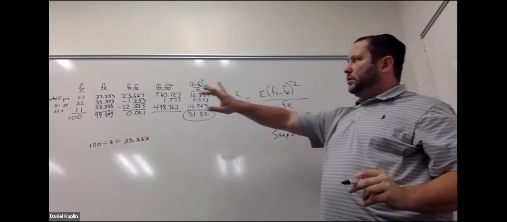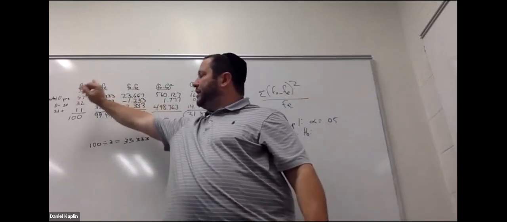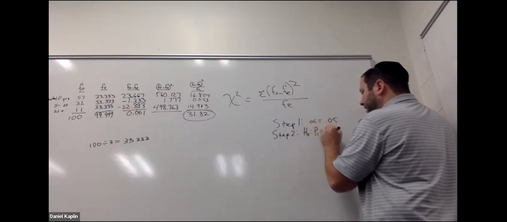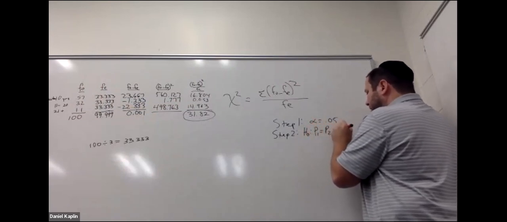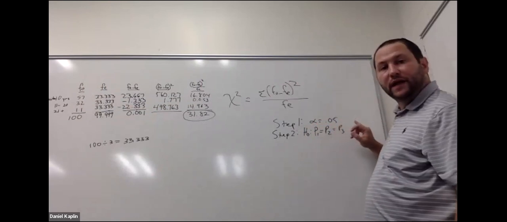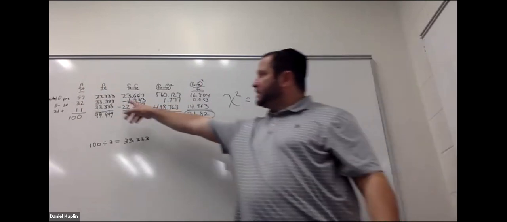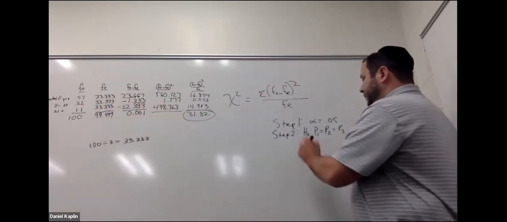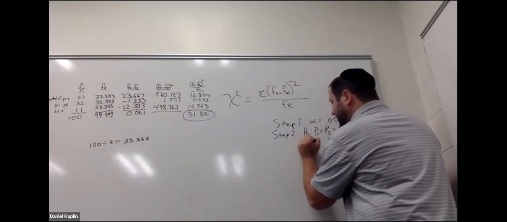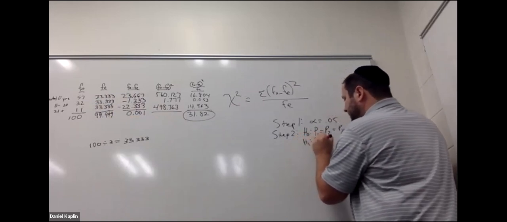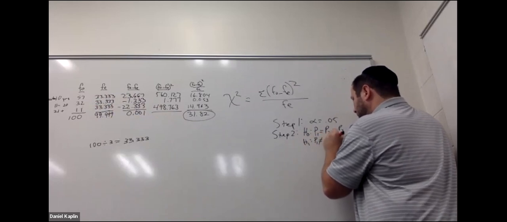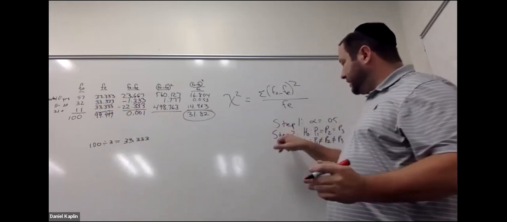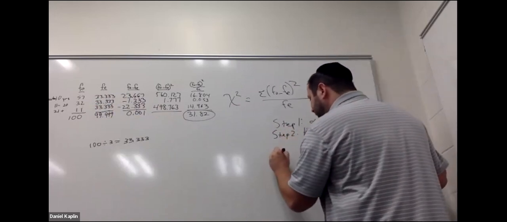So what we're going to do is we're going to say the probability of getting category 1 is equal to the probability of getting category 2, which is equal to the probability of category 3. So notice how in the expected frequency, they were all identical of 33.333. The alternative hypothesis, or the research hypothesis, states that they're not equal, or at least one of them is not equal to the other. So that's that. Then step 3.